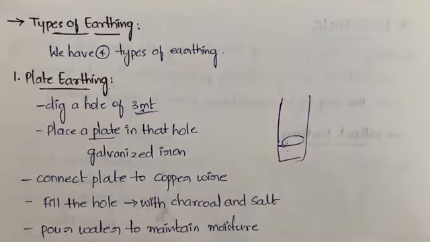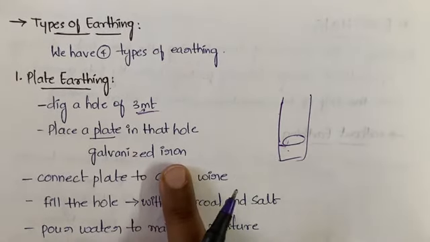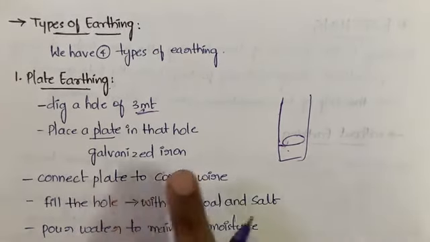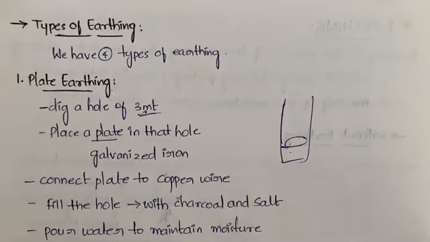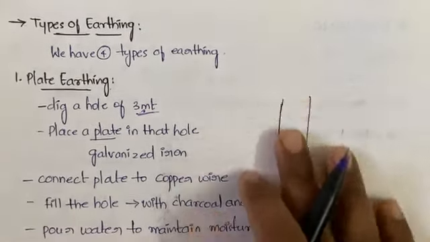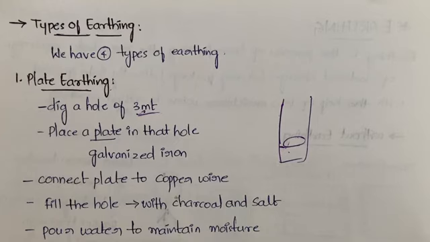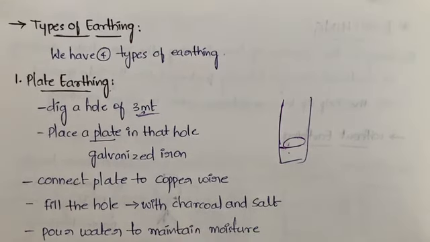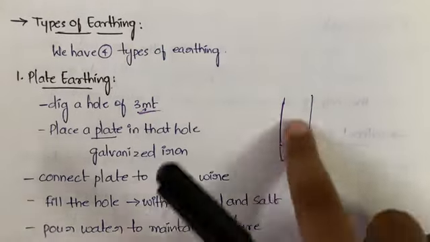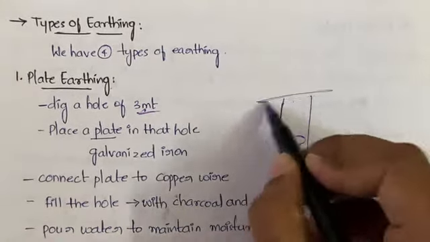That plate should be made of galvanized iron, and it has to be connected to the copper wire. After placing the plate and connecting it to the copper wire, you need to fill the hole. How do you fill it? With a mixture of charcoal and salt, up to ground level.